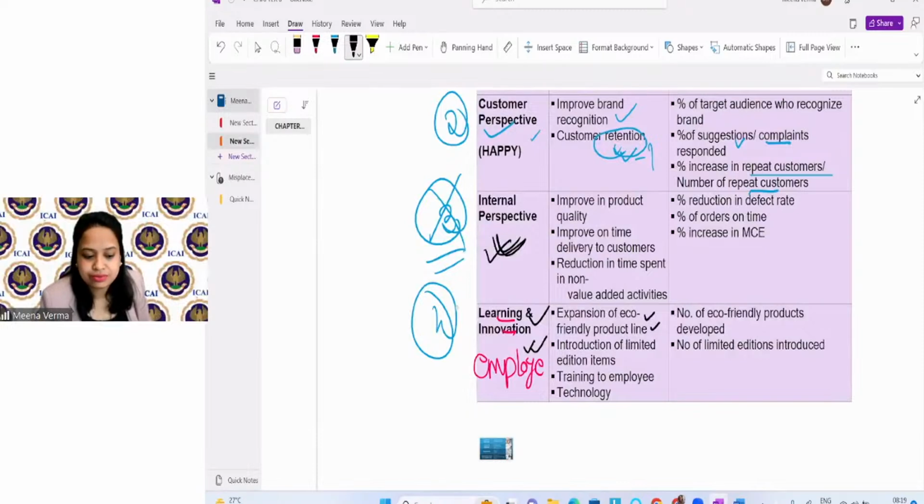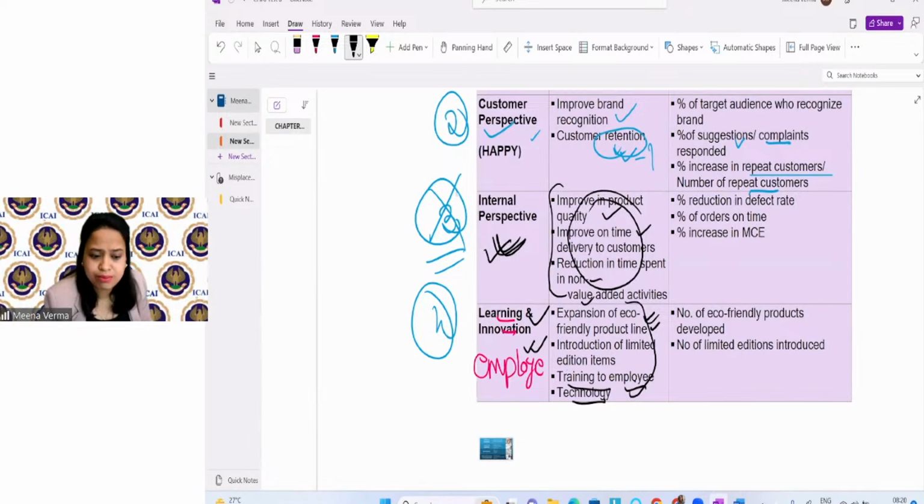Provide them training. Provide the training to the employee. Tell them how to use the technology. Okay? Expansion of eco-friendly product line for them. Okay? So for that you will work here. What will happen? You will focus on removing all the non-value-added activity by improving the entire process of the company. Okay? Improve on timely delivery to the customer, improve the quality of the product. This all happens when you improve the process of the company.